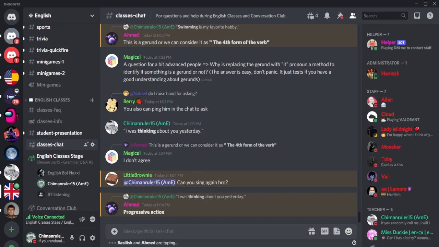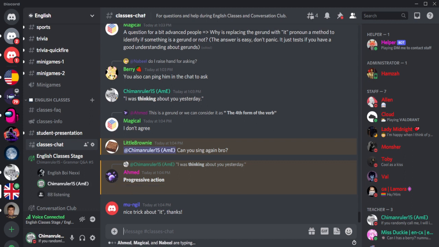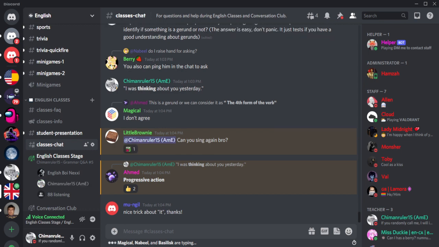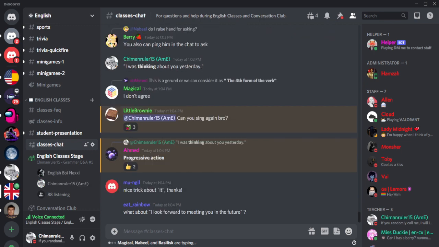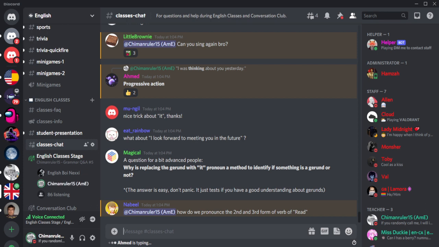So ing verbs can be nouns, verbs, or adjectives. So you just use it to determine whether or not any of them can function as a noun. If you replace the ing verb with it, and the sentence still makes sense, then you have a gerund. If not, then you have either a participle or a verb, which is something else. Okay. So that's how you can identify it.